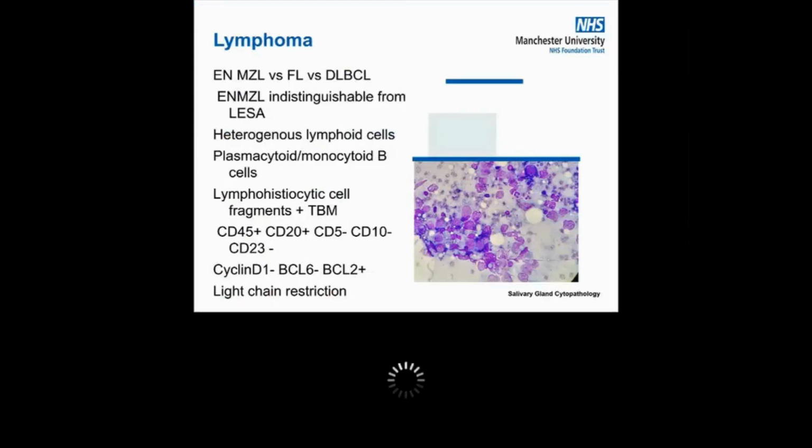Moving on to lymphoma, which would also fall within the inflammatory pattern. The three most common types of lymphoma that would be identified within the salivary glands are the extranodal marginal zone lymphomas, follicular lymphoma, and diffuse large B-cell lymphoma.